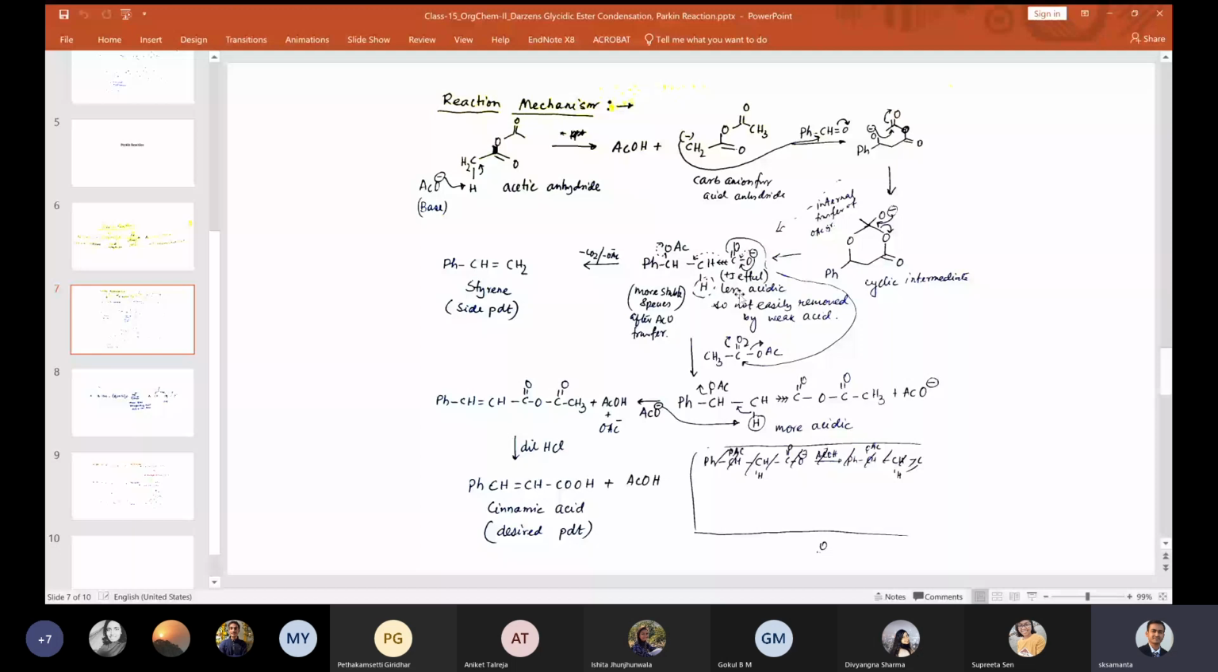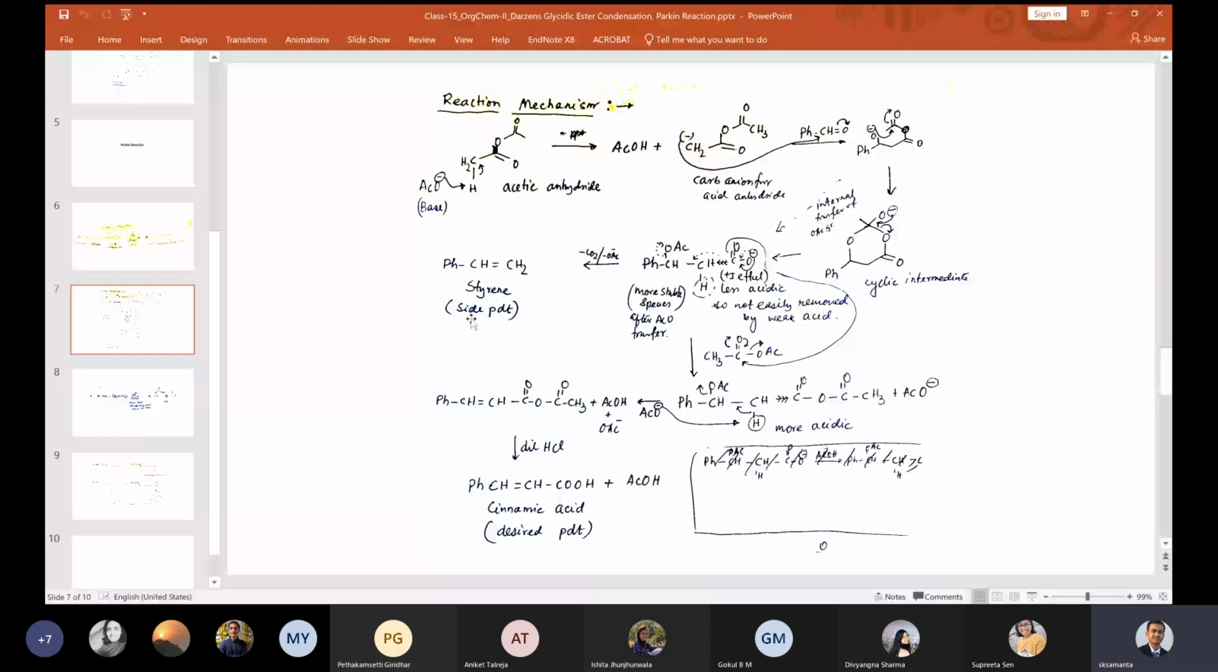Now in this intermediate, you have two possibilities. One possibility is that this negative charge comes, this bond comes here, and OAc leaves. In that case, you get a styrene, and basically an acetate ion will leave and CO2 will leave. So minus CO2, minus OAc minus, so that you get a styrene molecule as a side product.